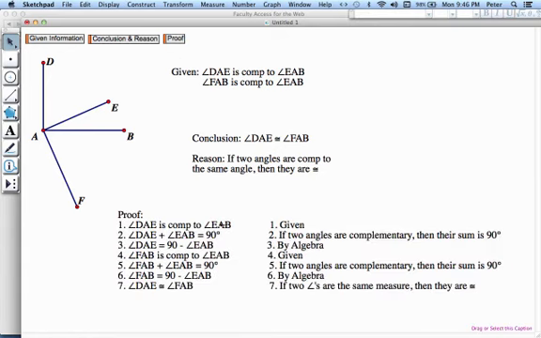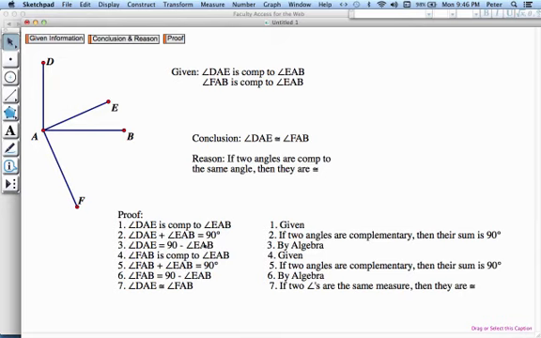In step 1, we take care of the first given, and then in step 2, we use the definition of complementary to justify that the two angles' sum is equal to 90. In step 3, I'm going to manipulate the equation from 2 by moving angle EAB over to the right side by algebra. Step 4 is the given information again. Step 5 just uses the definition of complementary to justify why the sum of FAB and EAB is 90.